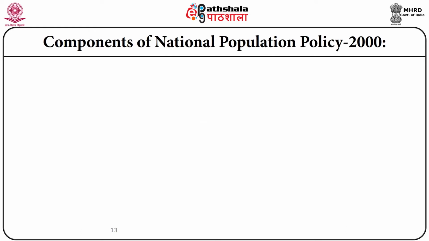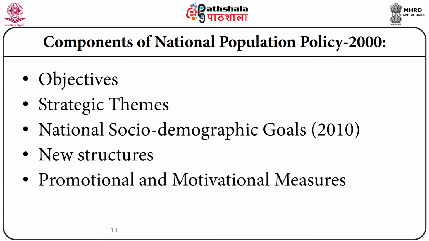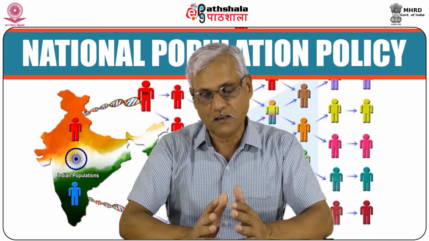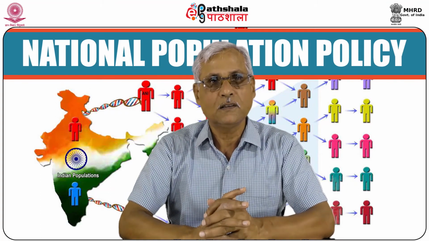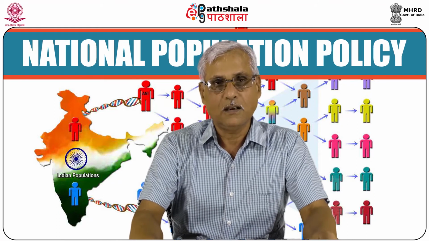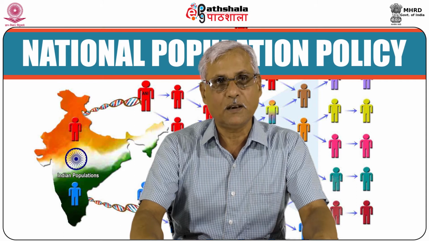Components of National Population Policy 2000: objectives, strategic themes, National Socio-Demographic Goals 2010, new structures, and promotional and motivational measures. So basically, the policy has four components. The policy has identified objectives, strategic themes, national socio-demographic goals, and new structures, and promotional and motivational measures have been identified. Key interventions.